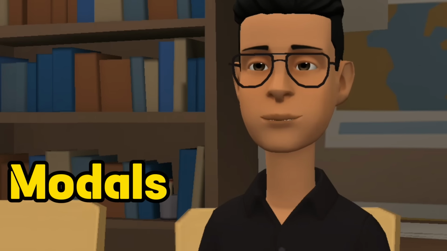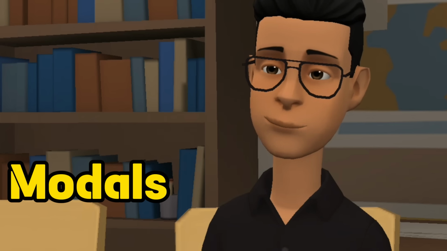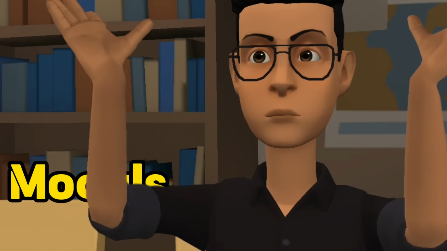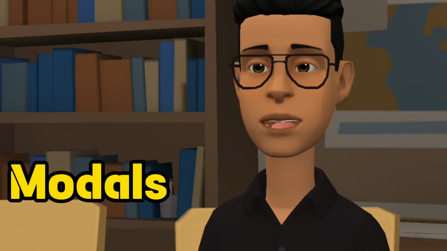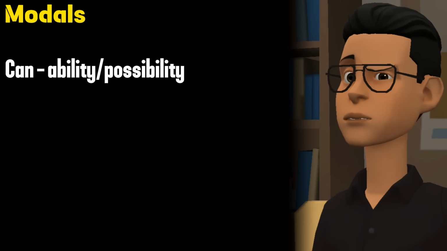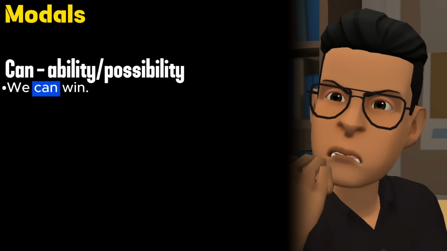Now, modals. Modals are used before the verb to indicate if something is possible, necessary, or desirable. There are many modals, but we will do the ones which come in the exam. First, can. It's used to show ability or possibility. For example, we can win.